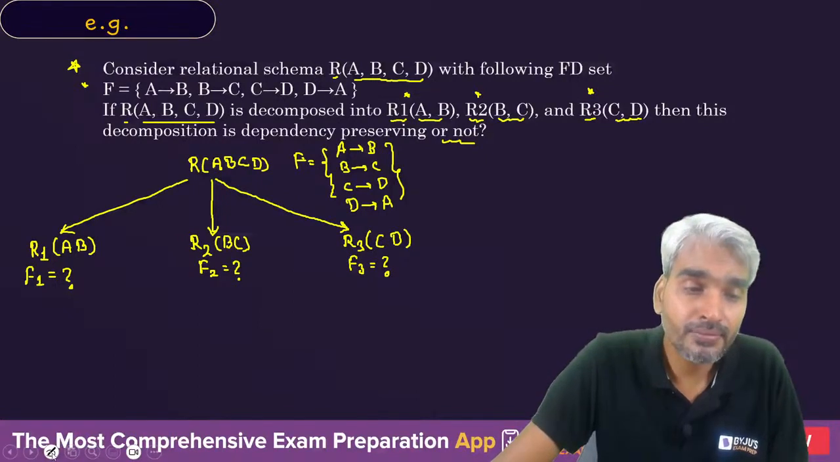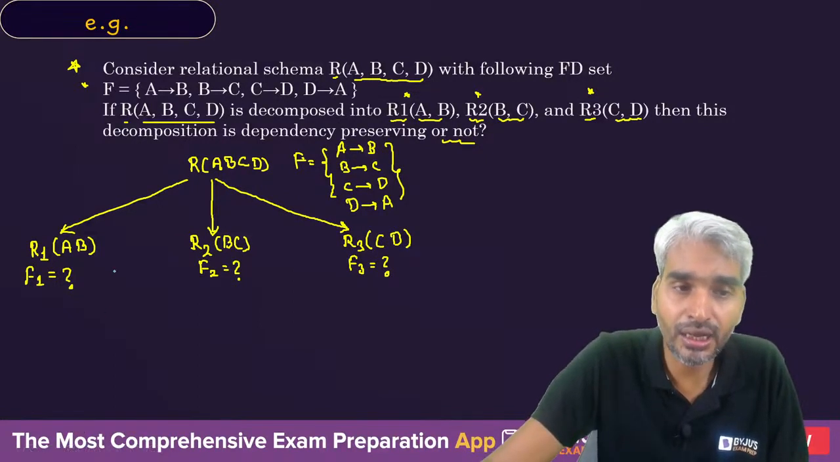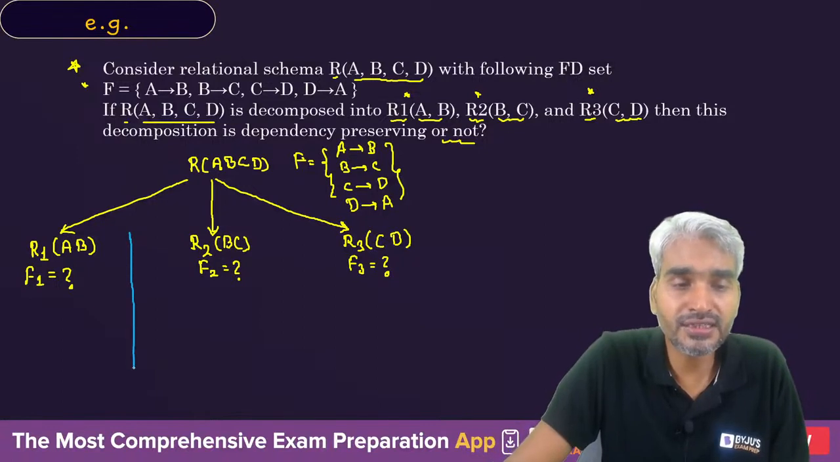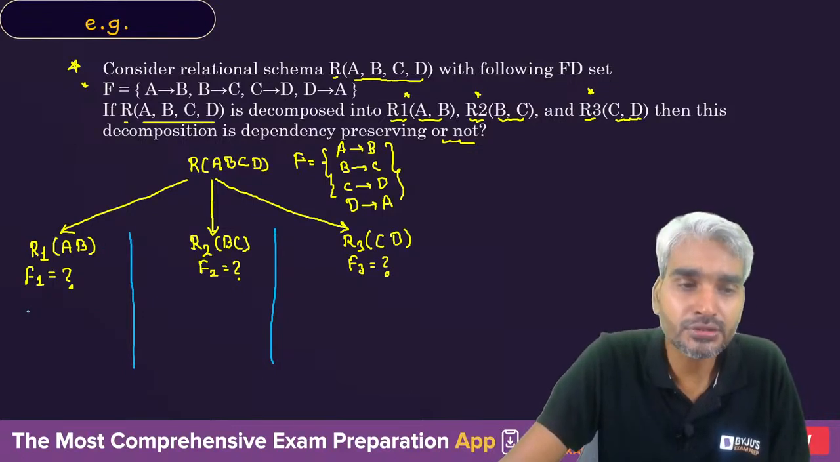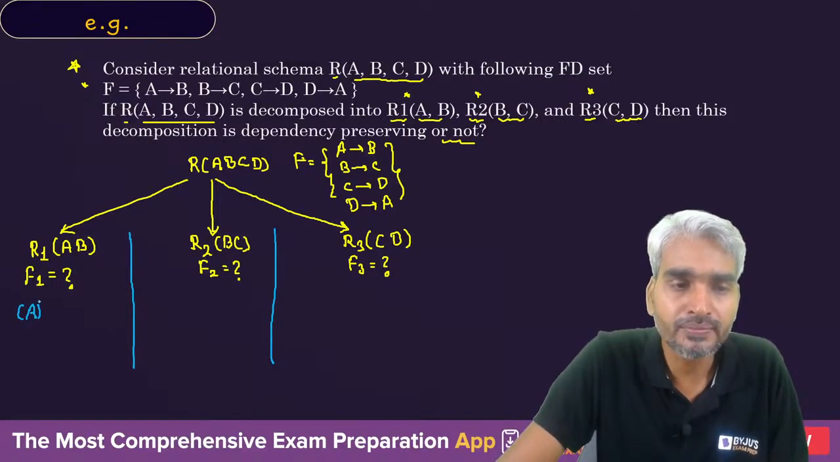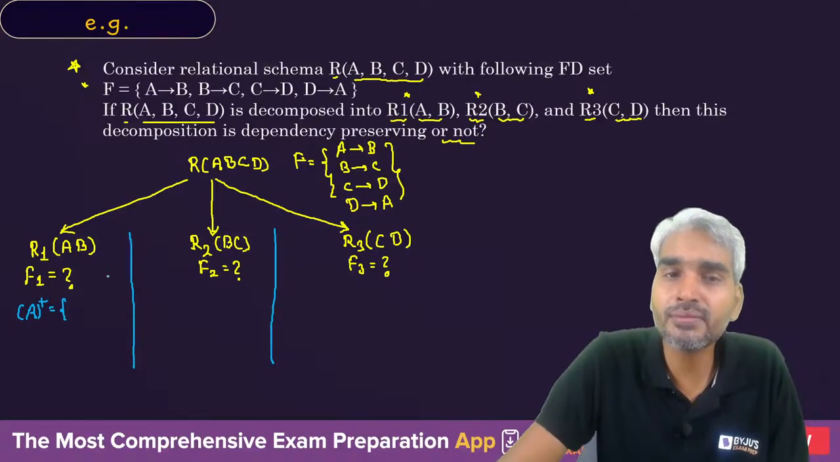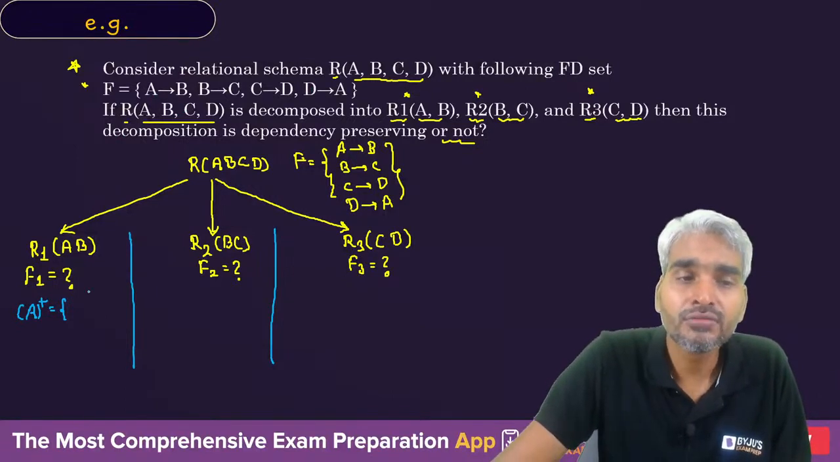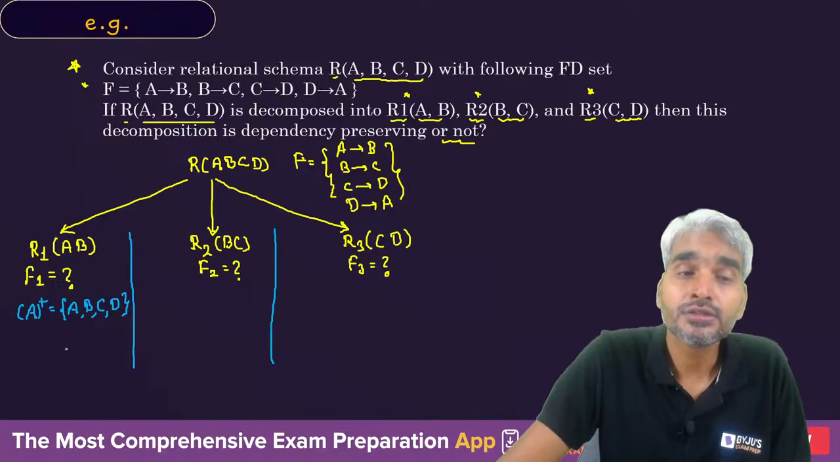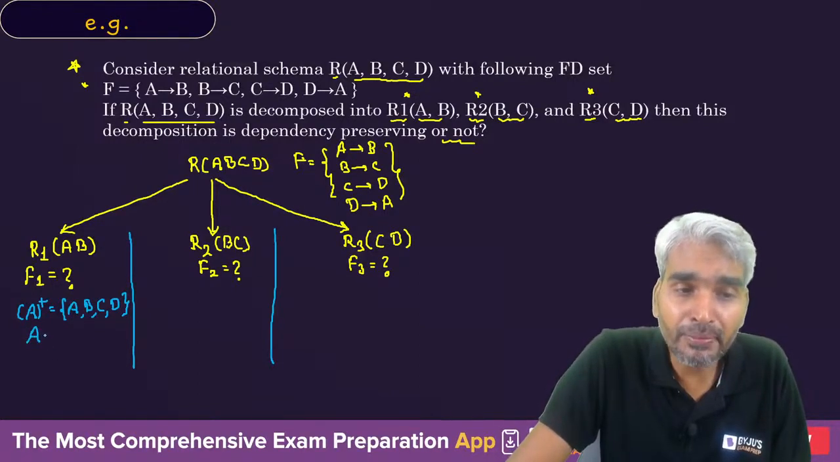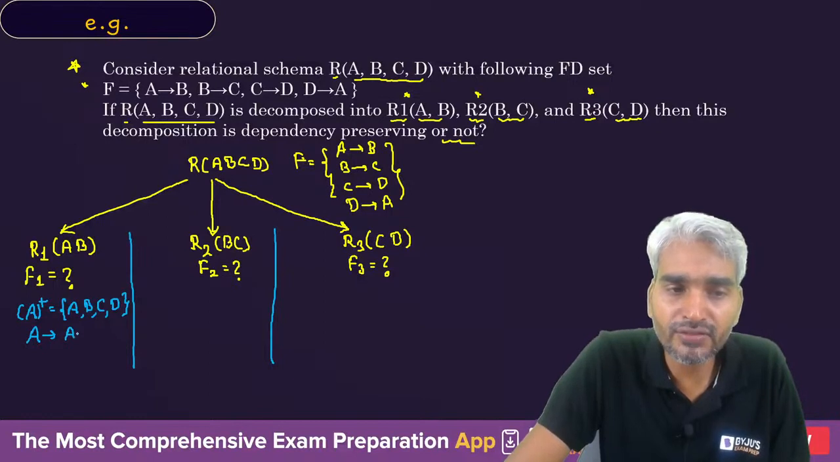I have already explained in the previous session how we determine the FD sets of a subrelation. So there are two attributes A and B. First, you will calculate A closure with respect to this FD set F. The attributes available in the A closure will be A, B, C, D. So what does it mean? A is capable of determining A as well as B as well as C as well as D.